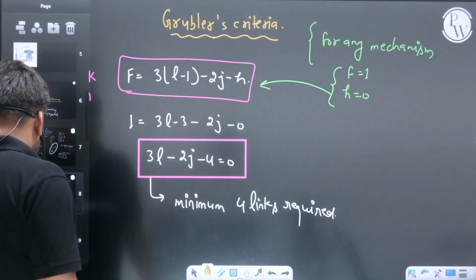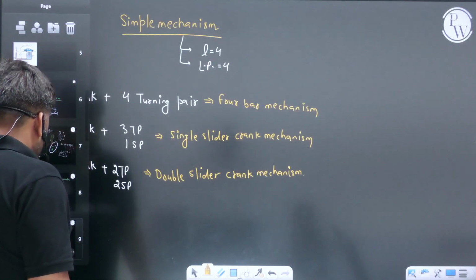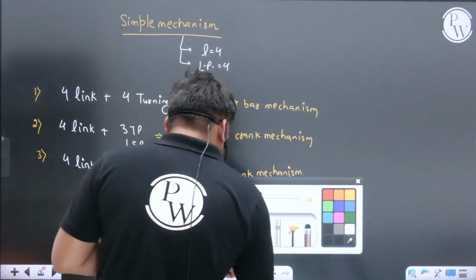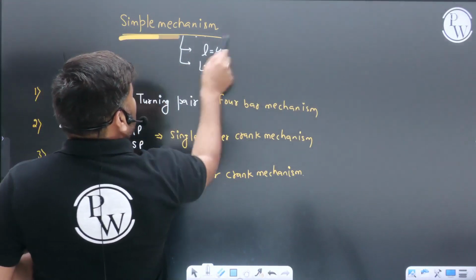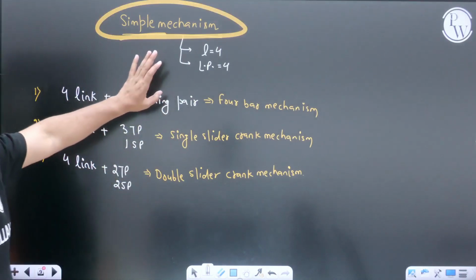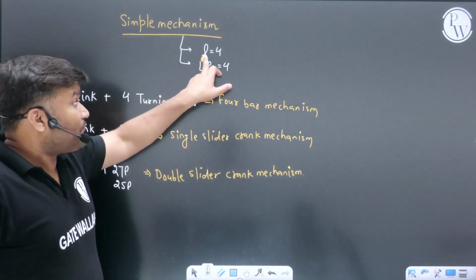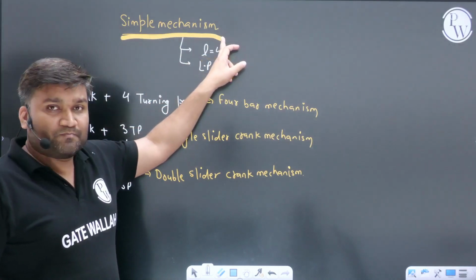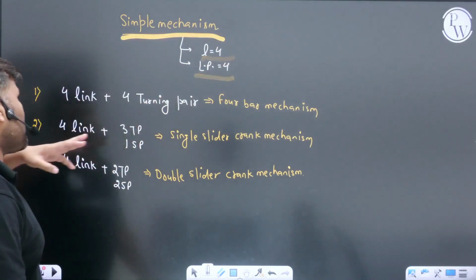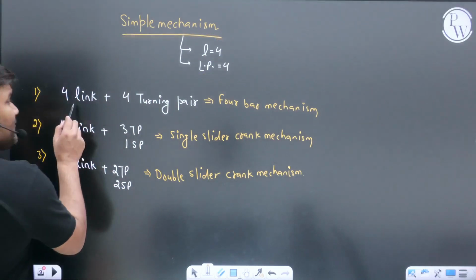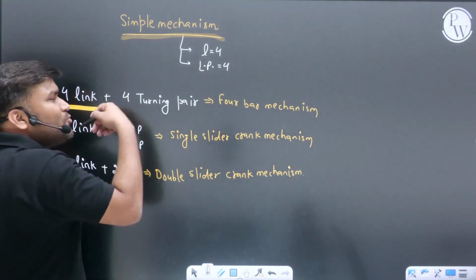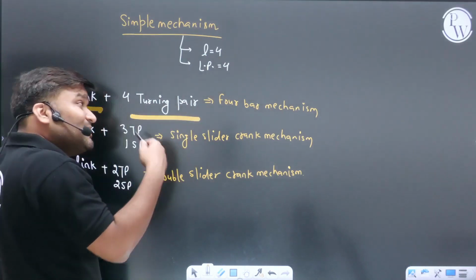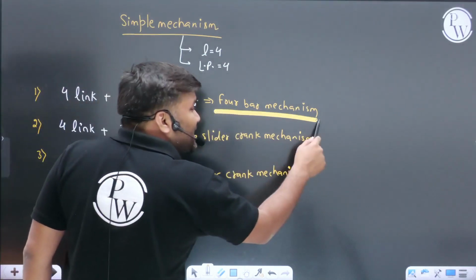With 4 links and 4 lower pairs, whichever mechanisms you get are called simple mechanisms, which I have already written here. There are 3 kinds of possibilities. Number 1, you may have 4 links, and all these links connected with the help of turning pairs. 4 links, 4 turning pairs. This is known as a 4-bar mechanism, beta.